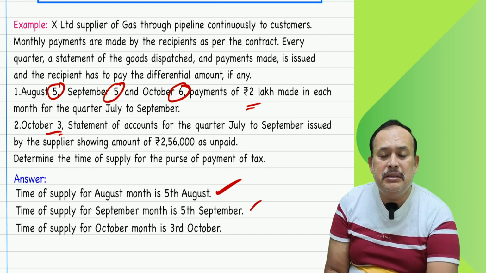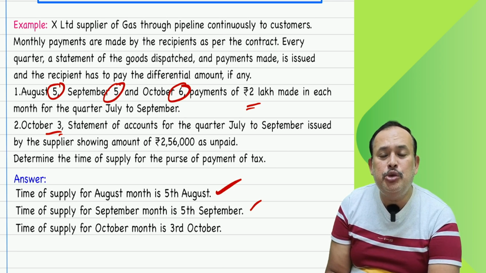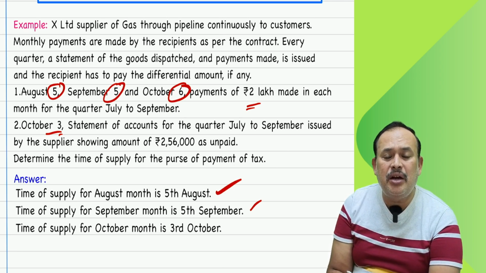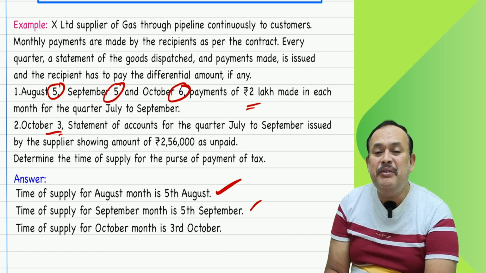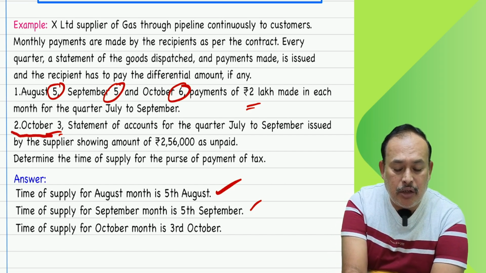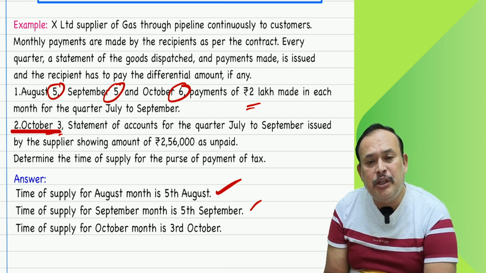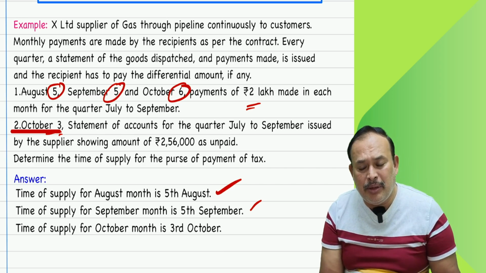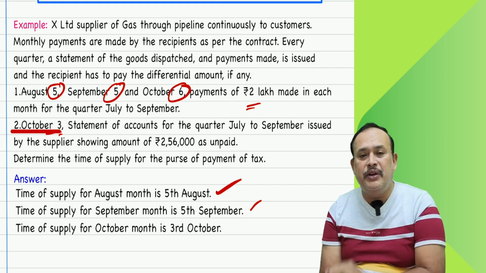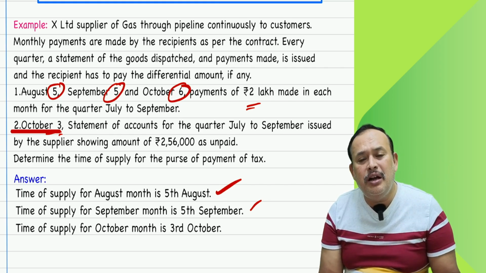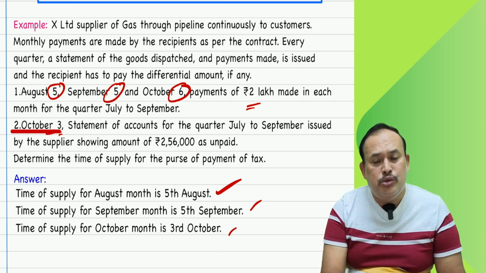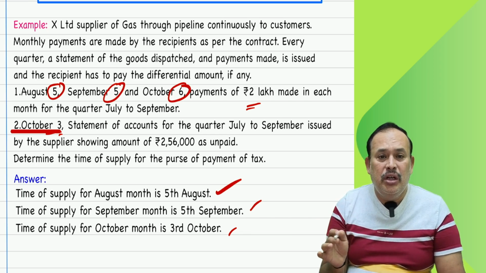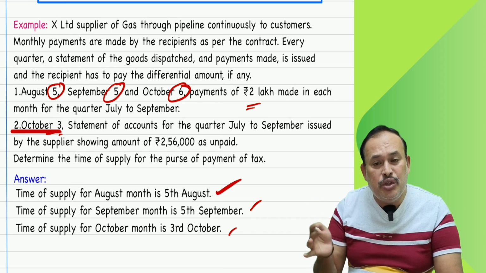Then, coming to the month of October, payment of 2 lakh rupees received on 6th of October. But when was the statement submitted? 3rd October. Payment received 2 lakhs on 6th October. Statement submitted 3rd of October. Which is earlier? The statement date, 3rd October, is the time of supply for the 2 lakhs. They said 2 lakhs, not only 2 lakhs, but also 2,56,000, which includes 2 lakhs.